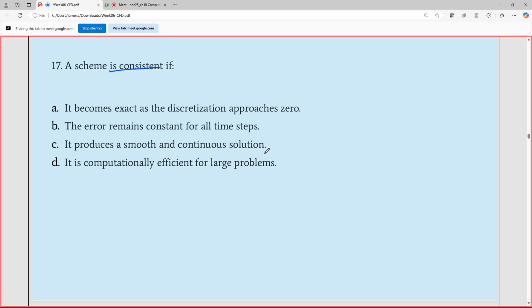So this question we have discussed in the earlier sessions also. The consistency is the property of the solution approaching the exact solution as the discretization or the grid spacing approaches zero. So such a property is known as consistency. For a scheme to be consistent, the solution has to become exact as the discretization approaches zero.